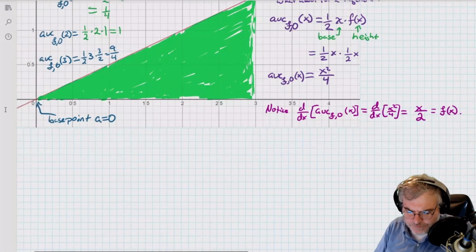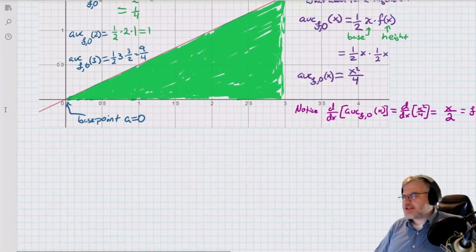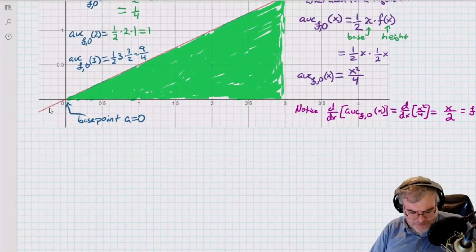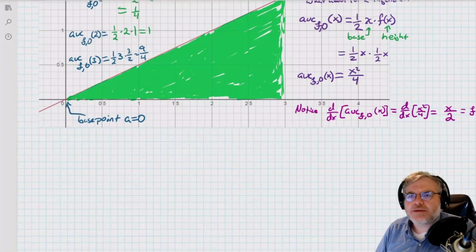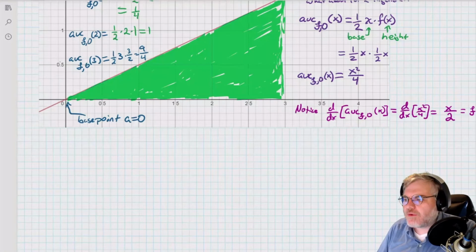Okay. So let's look at this again. Hand is all cramped up. Let's look at one more of these types of things here. All right, so here what I had was, let's change the base point. So let's look at what happens. What happens if we choose a base point of 2?